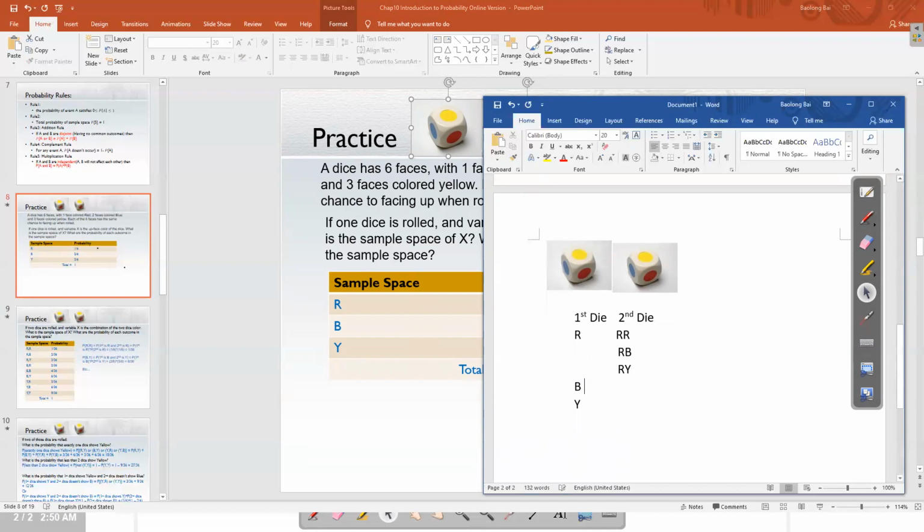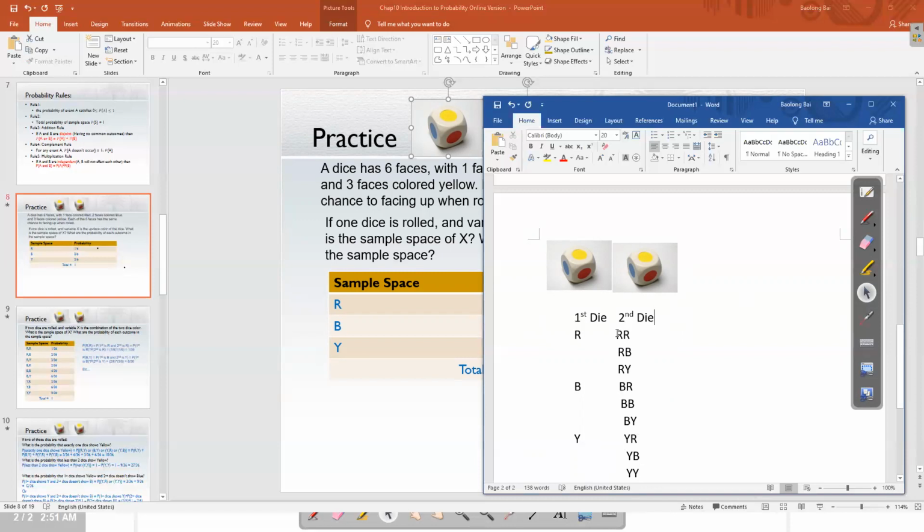And same deal, if the first die is blue, then what could the second die color be? It could be red. It could be blue. And it could be yellow, right? And the same thing, if the first die is yellow, then the second die could be red. The second die could be blue. And the second die could be yellow, right? So then you have your entire sample space listed, very systematic. So if you want to have another die, just keep splitting.